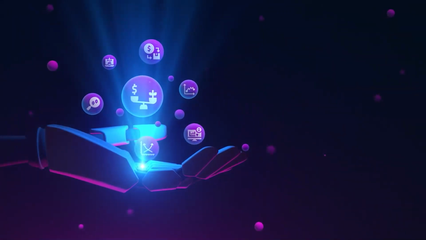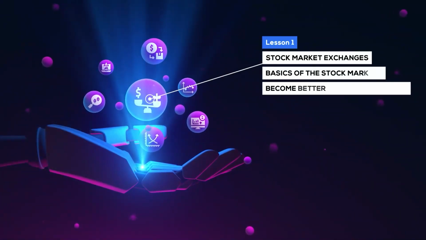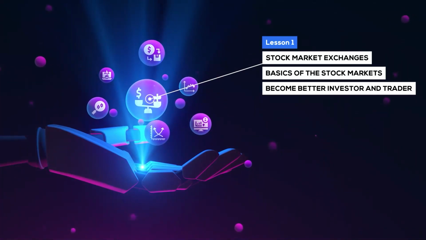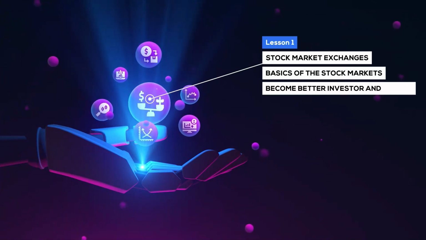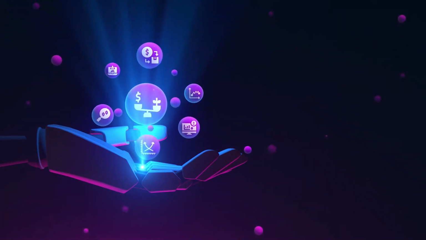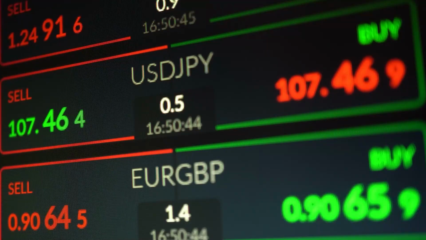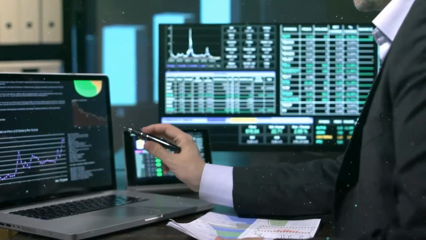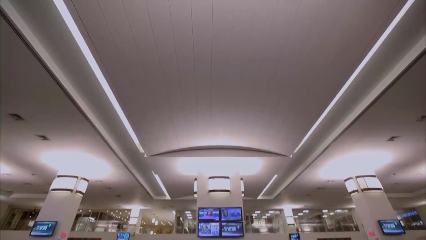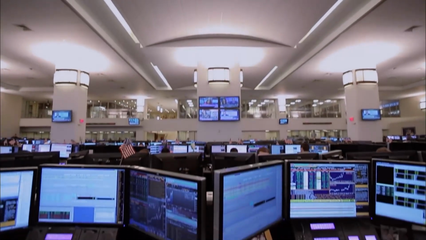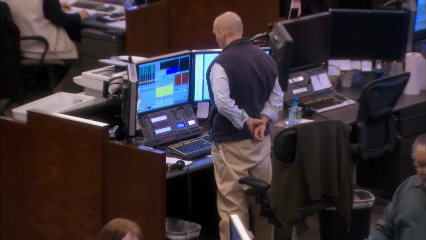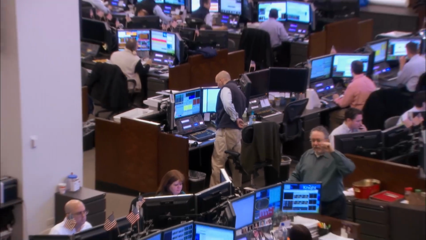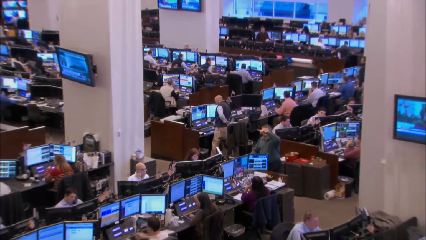Welcome back to our course and to your first practical lesson. In today's lesson, we will learn about stock market exchanges. Knowing the basics of how the stock markets work can help make you a better investor and trader. It is important to understand why your investments can be bought and sold at a second's notice. Why are there so many people trading on the stock exchange, and how you can also take part and profit from trading. After this short lesson, you will understand the basic principles of the stock exchange.